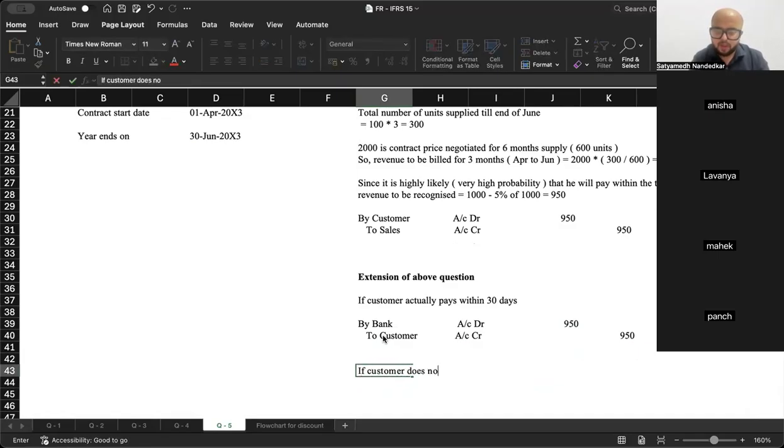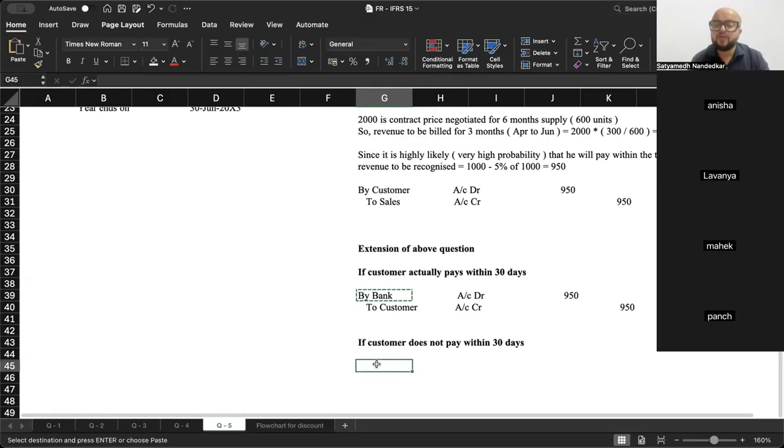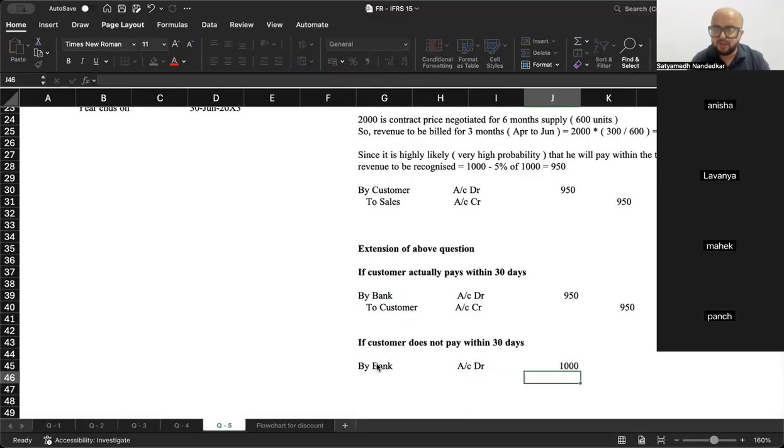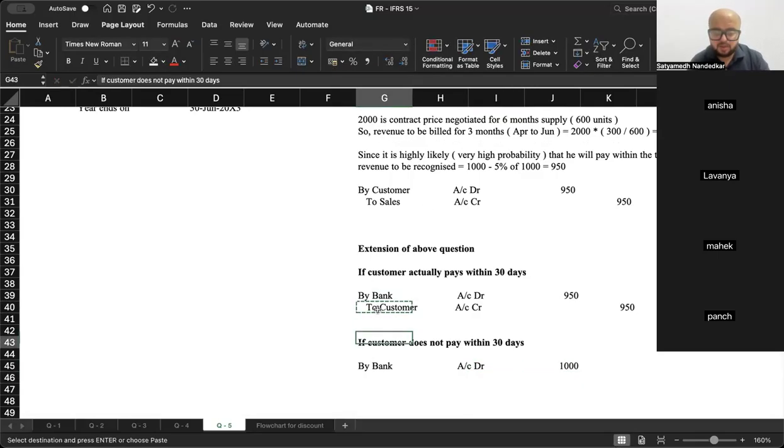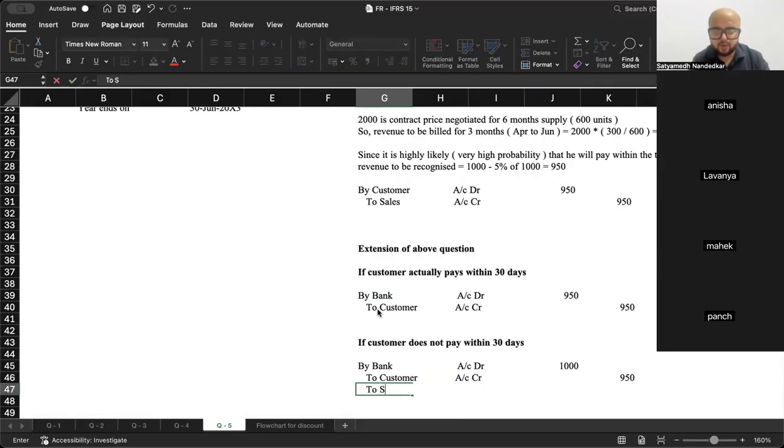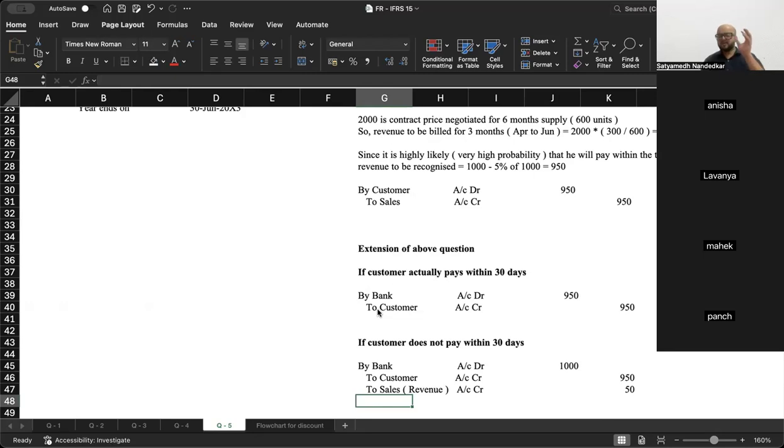If the customer does not pay within 30 days. Okay. You had recorded revenue at 950, assuming that he will pay within 30 days, but now he is not paying within 30 days. So then you will recover the full amount from him. You will receive 1000 from him. Okay. Credit the customer account with 950. The difference goes to sales, credit sales. How much? 50. Debit bank account, credit customer, and the difference is credited to sales.